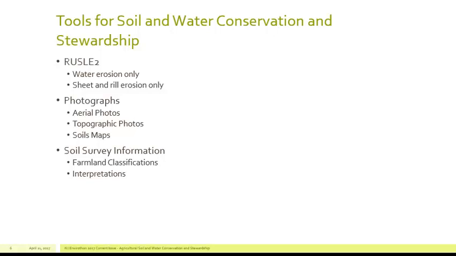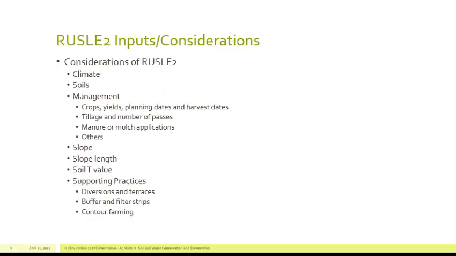Along with the soil maps, there's also a lot of very important soil survey information that can be used to determine site capabilities and limitations. Farmland capability class is one of the most important interpretations we look at. RUSLE2 considers many different inputs and considerations. Our outputs that we get from RUSLE2 are only as good as the inputs that we use for RUSLE2. Some of the things that affect our RUSLE2 results is the climate.